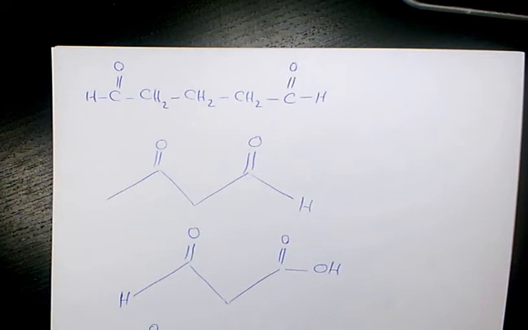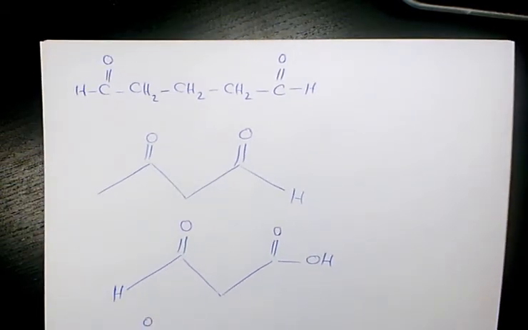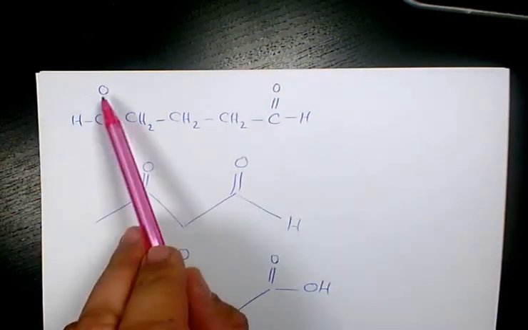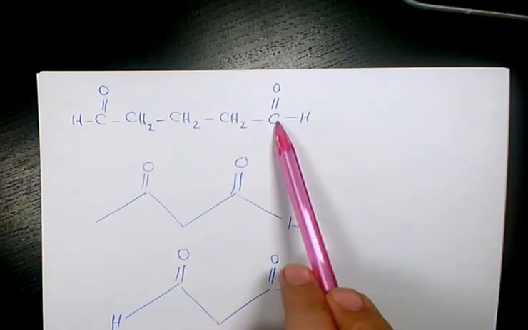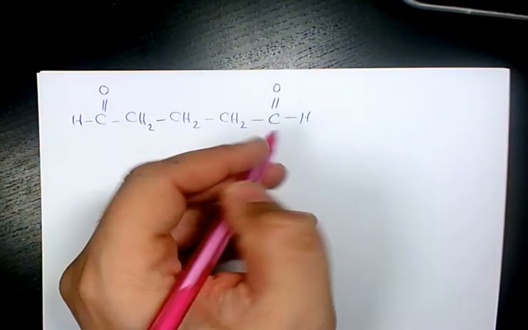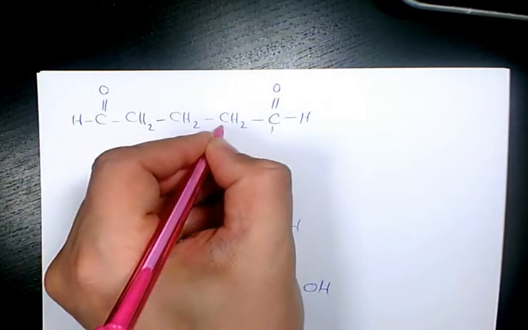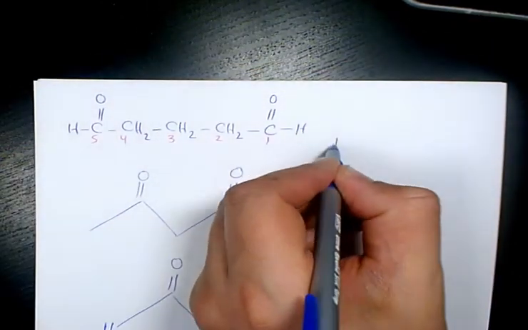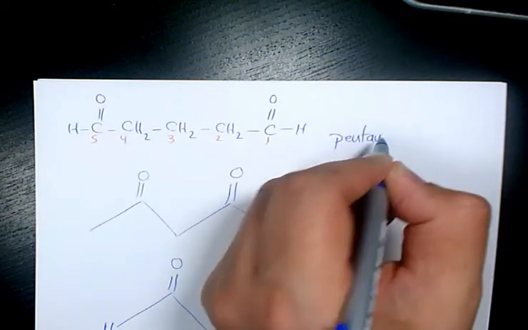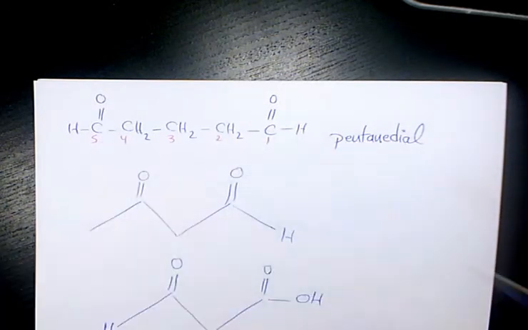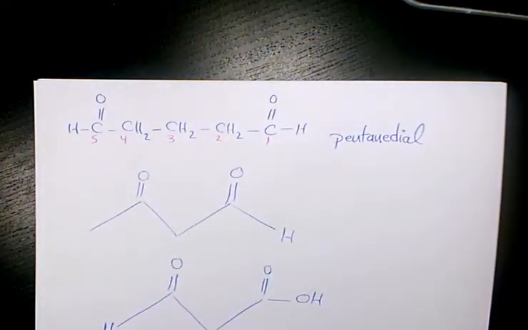Now let's see what's gonna happen when we have more than one carbonyl group. The first one, as you see here, we have an aldehyde here and we have an aldehyde here as well, because it's connected to hydrogen and this side is connected to hydrogen as well. So we can number it from here or here, doesn't matter. 1, 2, 3, 4, 5, and then we can call it pentan diol. Diol because we have 2 aldehyde groups. So pentan diol.